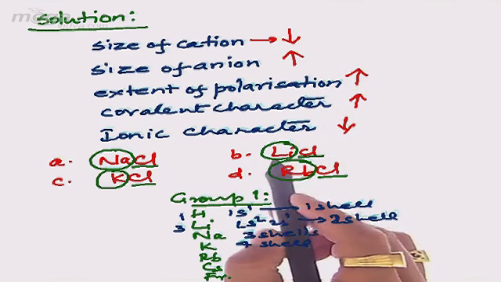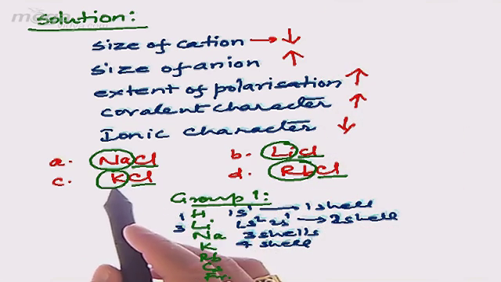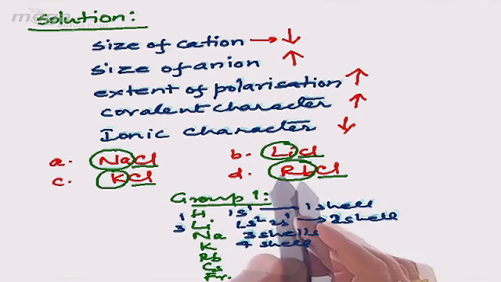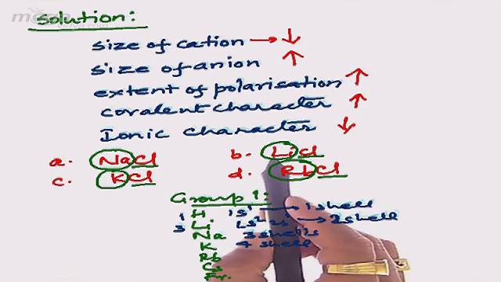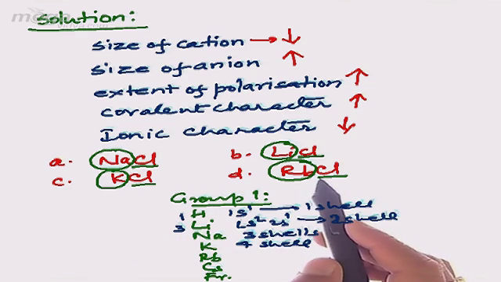Now after LiCl, the next larger size is that of sodium, which will be smaller than potassium and rubidium, so the order will be LiCl the maximum. After that we will have NaCl, then KCl, and then rubidium chloride.